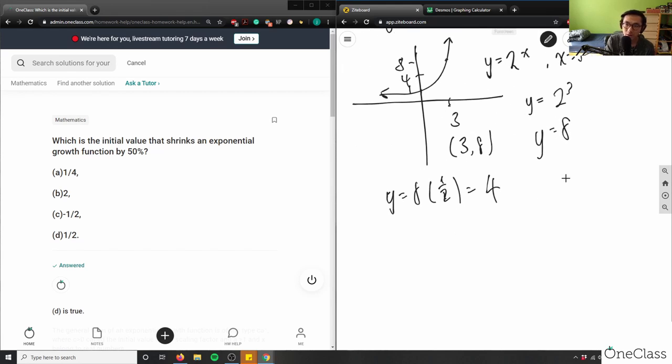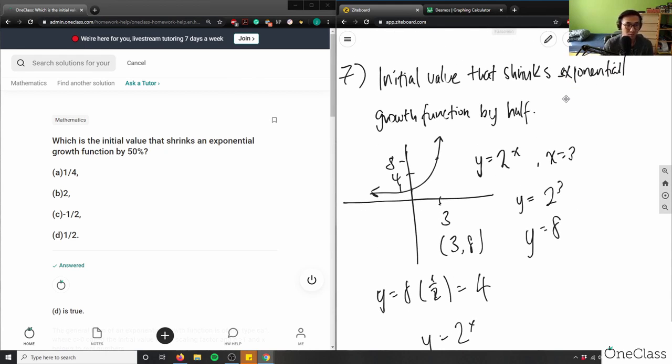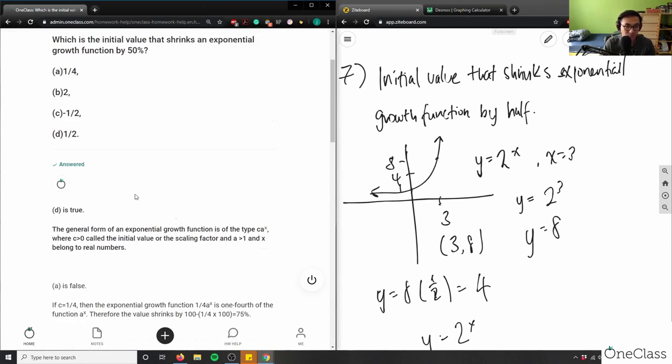So I have y equals 2 to the power of x. If y is now 4, I know that x here equals 2, right? 2 squared is 4, right? So again, my new value would be at 2 instead of at 3. So in this case, I prove that the growth function shrinks exponentially by half if I simply halve my y value. So I'm simply multiplying it by 1/2. So D here is true.